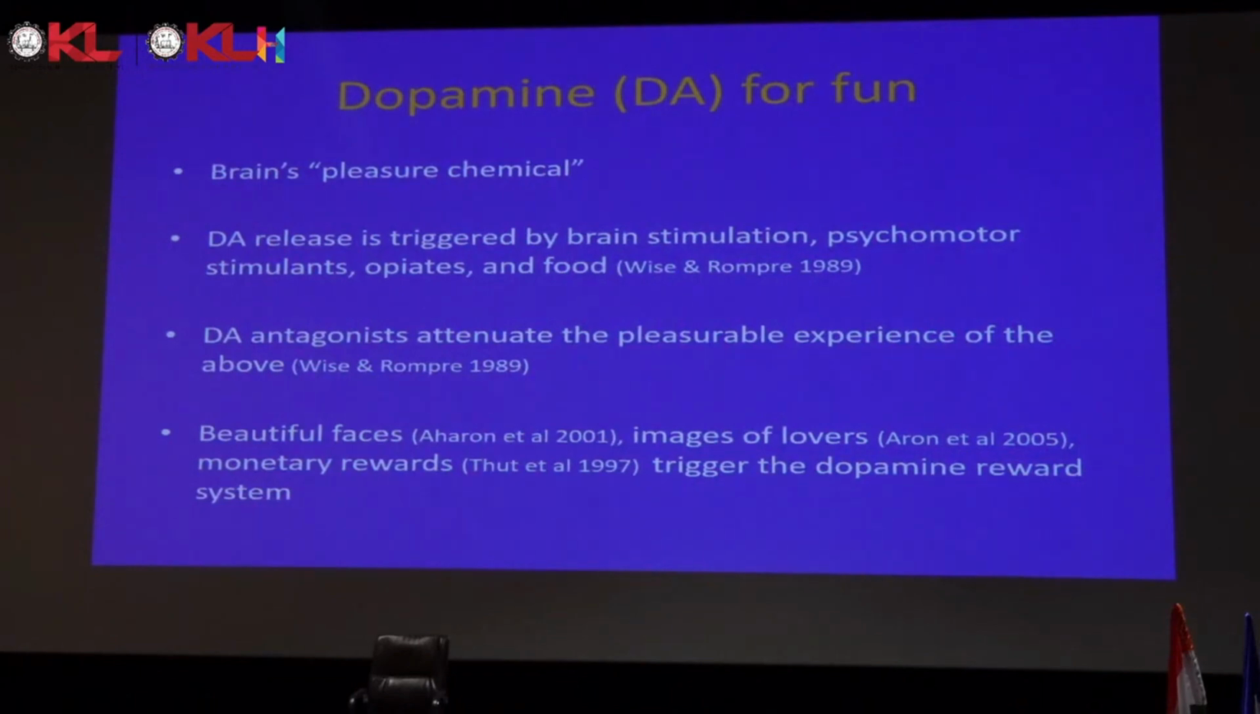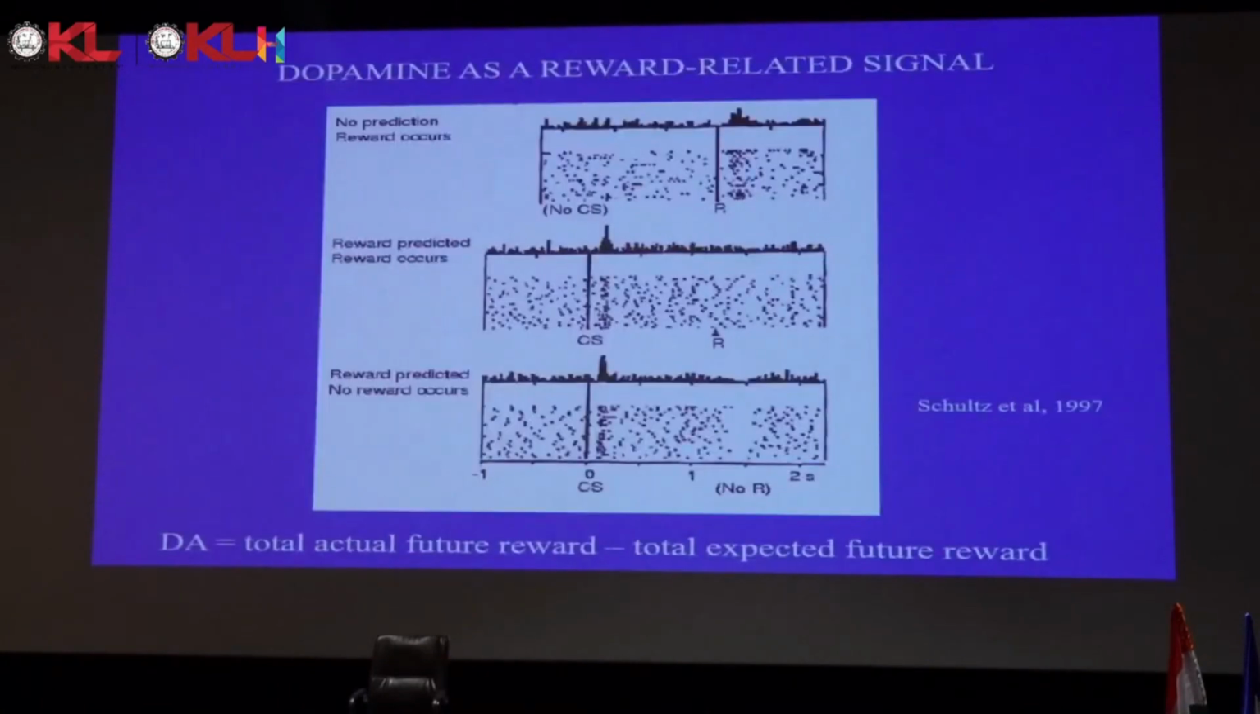And dopamine antagonists, those chemicals which counteract the action of dopamine, also block the sense of pleasure that you get when dopamine is activated. And at a higher level, at cognitive level, even presentation of beautiful faces, images of lovers, even monetary rewards. When somebody suddenly puts a wad of cash in your hand, you feel very happy because dopamine cells get activated by that. So this aspect of dopamine is known for a long time.